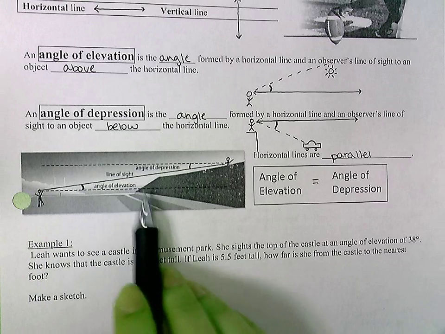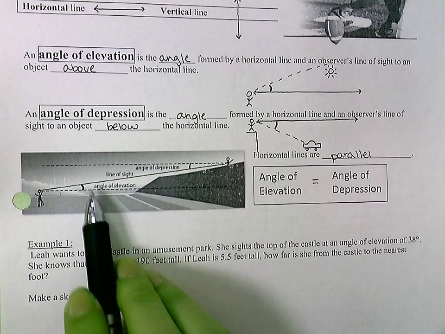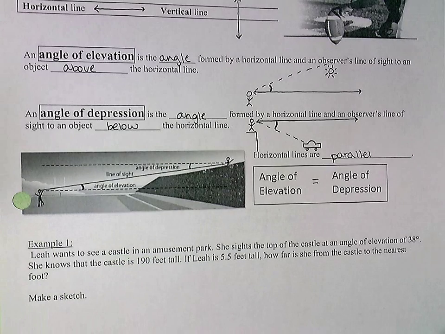Now since those horizontal lines are parallel, your angle of depression and angle of elevation are going to be equal to each other. Those are alternate interior angles. Do you remember those?